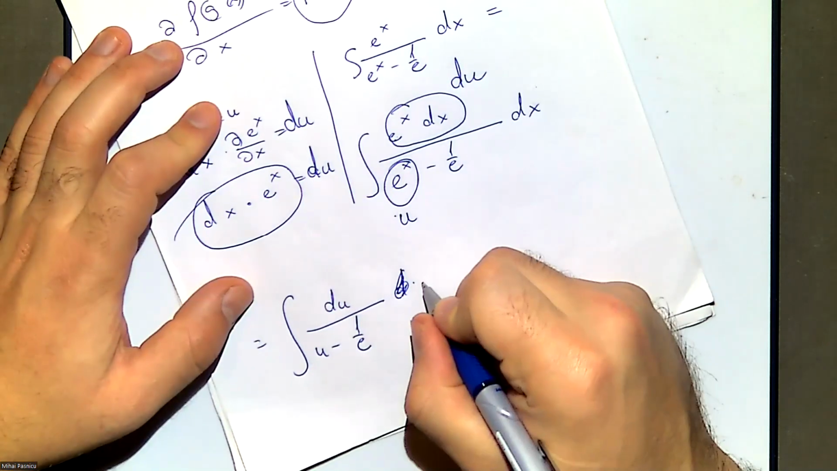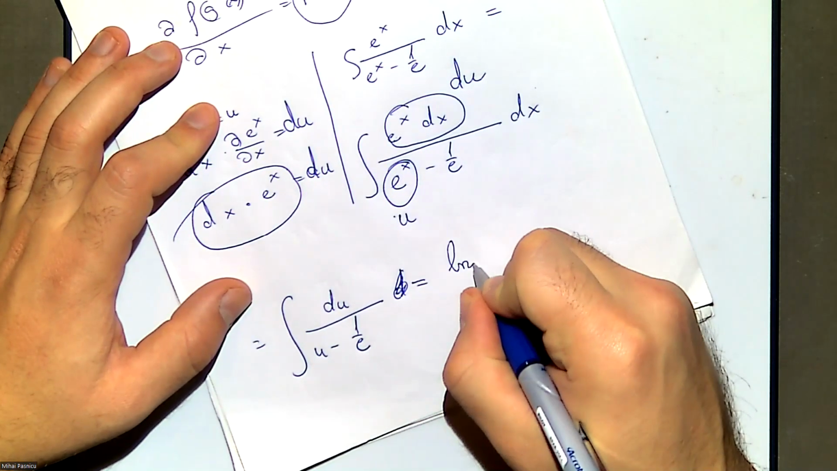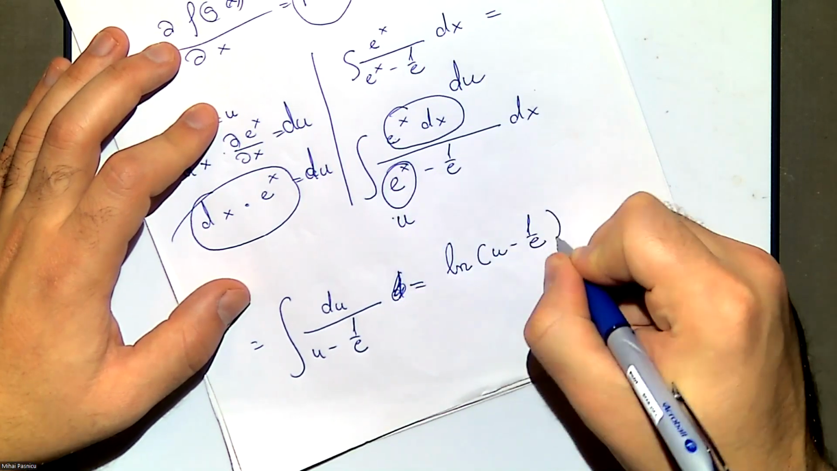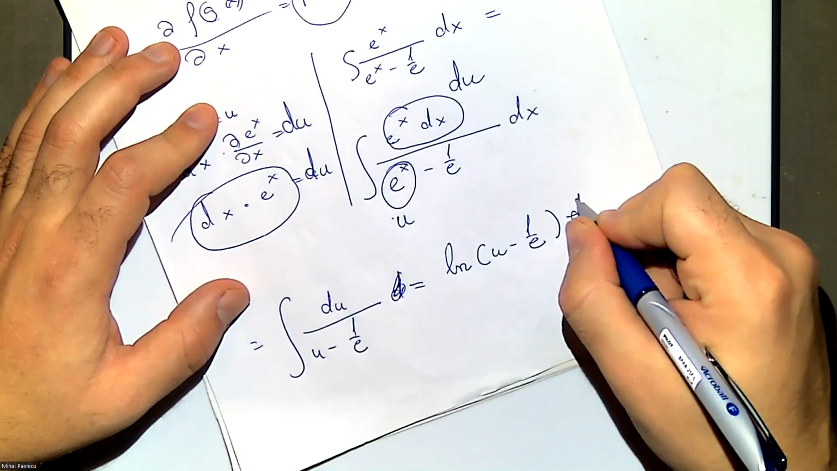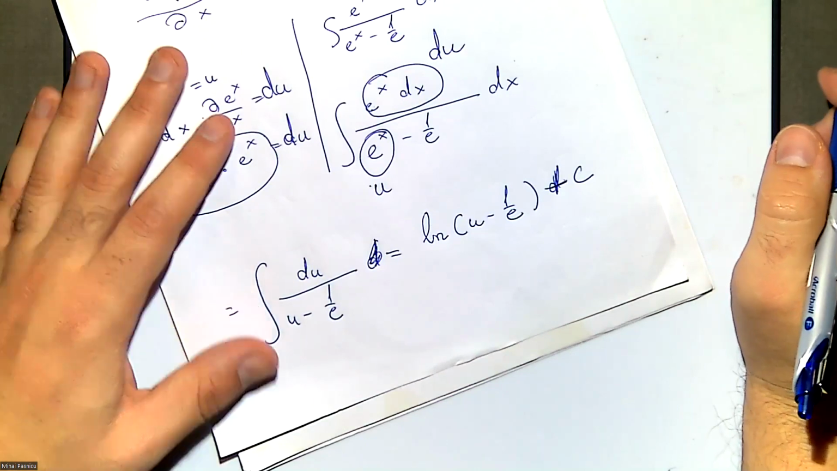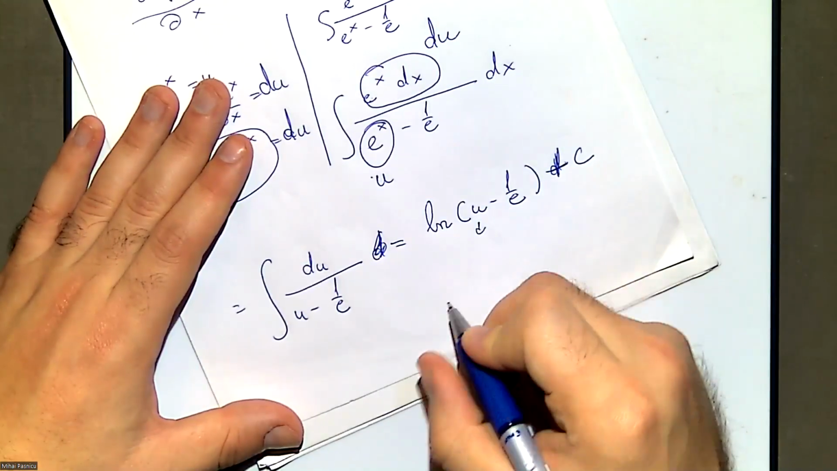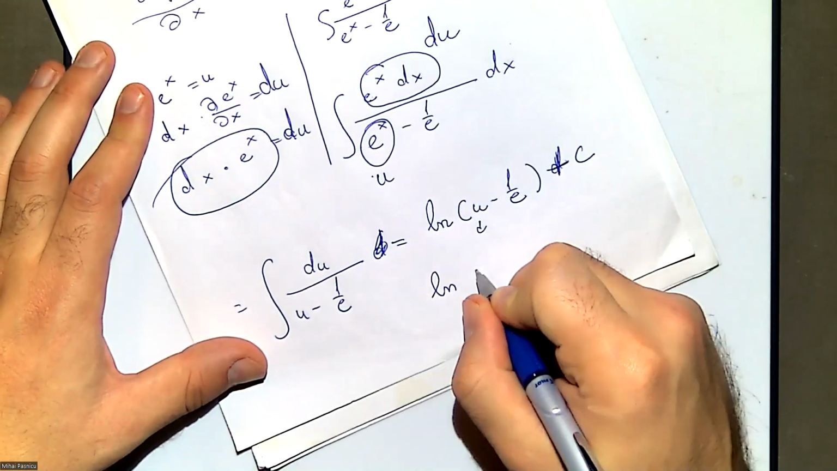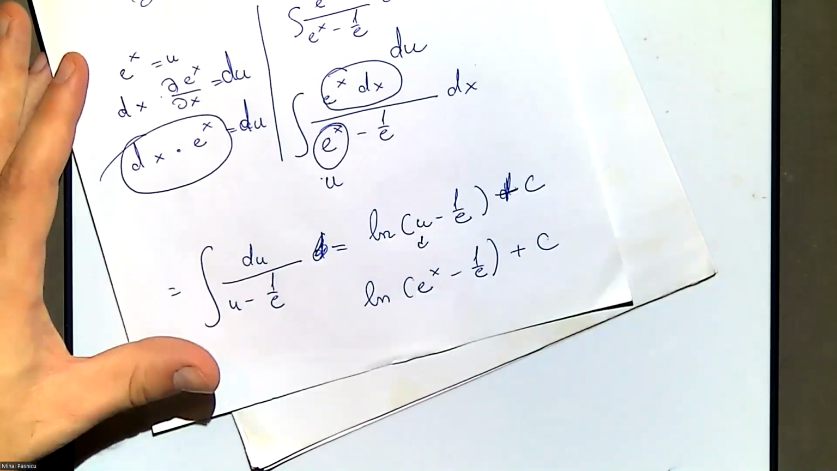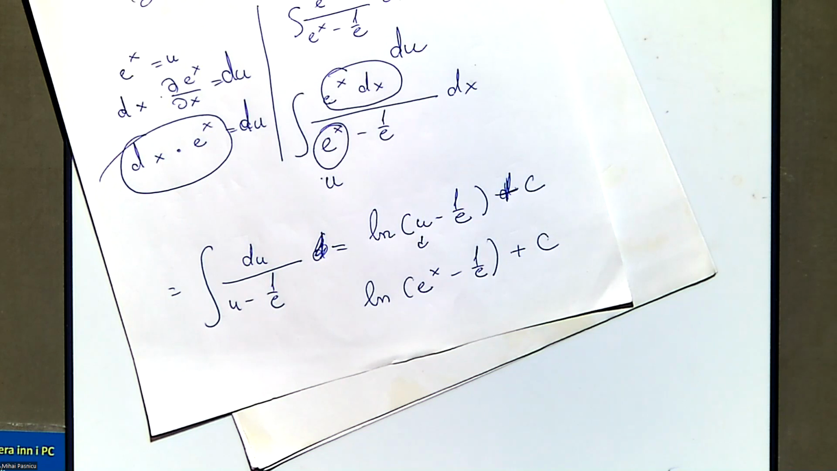And this is now clearly ln of u minus e plus a constant, I guess, if you want to put it, but not necessary. And now I just got to replace this with e^x. So I have ln of e^x minus 1/e plus a constant. Again, this is a necessary proof, I guess, but I wouldn't call it necessary proof.